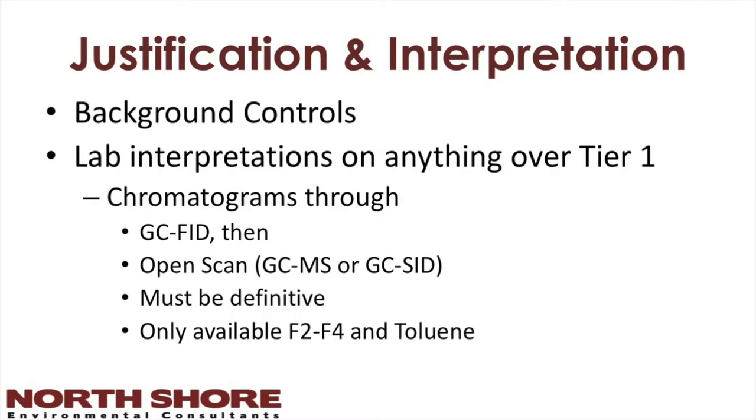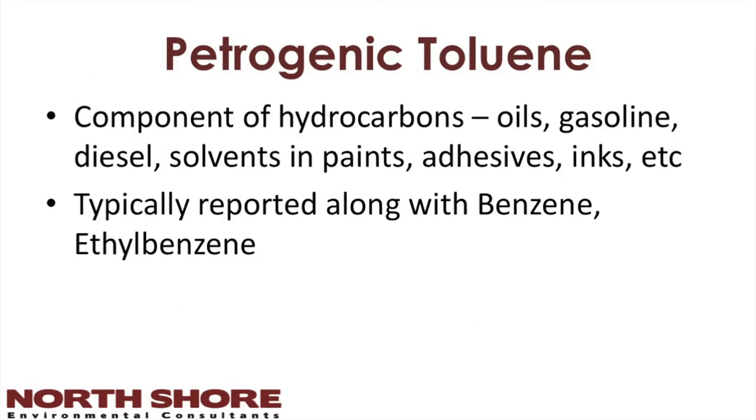And then also keep in mind that these chromatograms are only available for F2 to F4s, as well as toluene in some cases. So I wanted to touch a little bit on toluene because that's actually an issue that we ran into just recently. Two types of toluene, petrogenic, biogenic. Petrogenic, it's a component of hydrocarbons, so oils, gases, diesels, even adhesives and tapes. So keep that in mind when you're doing legal samples. The tape that you might be using around those sample bottles could affect your analysis. The one good thing with petrogenic toluene is it's typically reported with another light hydrocarbon such as benzene or ethylbenzenes.